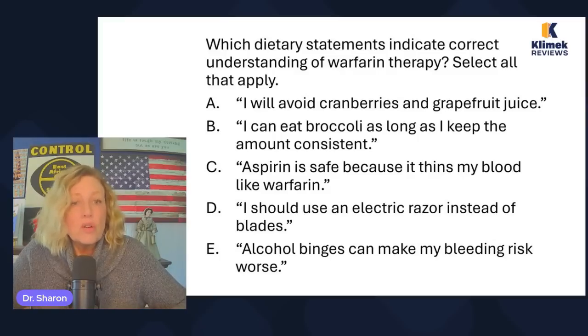So broccoli has vitamin K in it. So I can eat broccoli as long as I keep the amount consistent. That's a true statement. And we want correct understanding. So B is true. And E, alcohol binges can make my bleeding risk worse. That's true. So I know B and E are true statements.